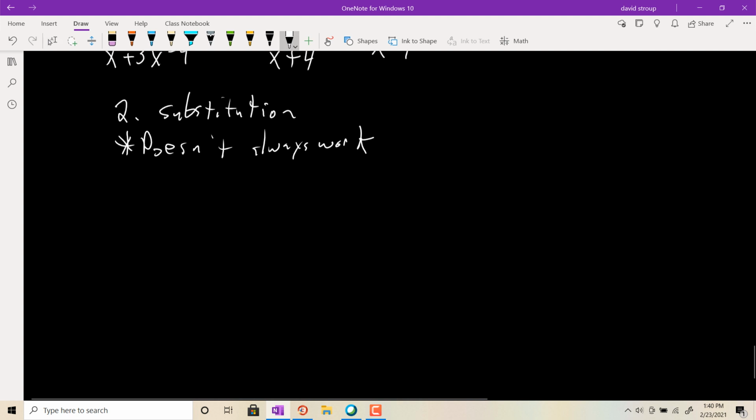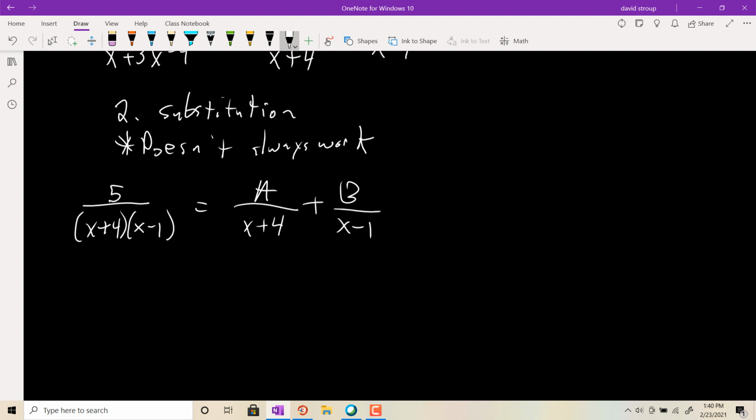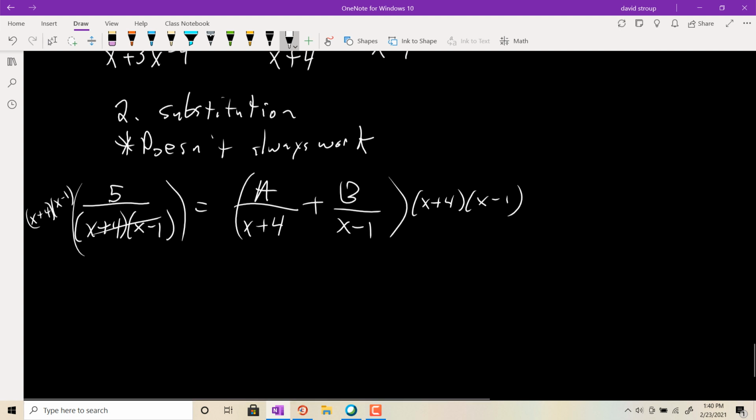So anyways, it kind of starts the same way, right? We had this fraction, we factored it, we have 5 all over x plus 4 times x minus 1, and that equals a all over x plus 4 plus b all over x minus 1. So the first thing we did was multiply both sides. That's what we do here as well. X plus 4 times x minus 1, x plus 4 times x minus 1. These will cancel. You get 5 equals a times x minus 1 plus b times x plus 4.